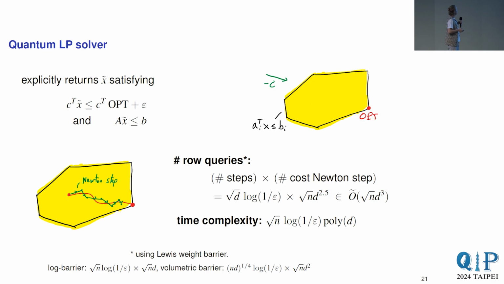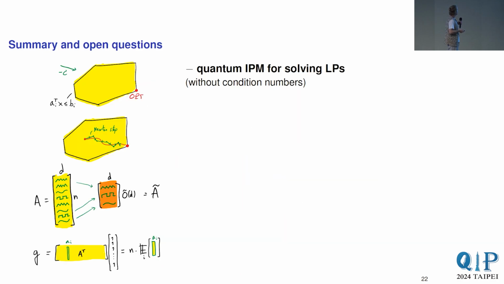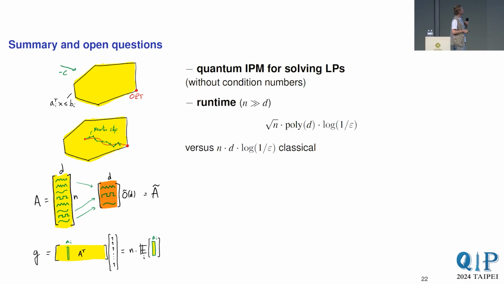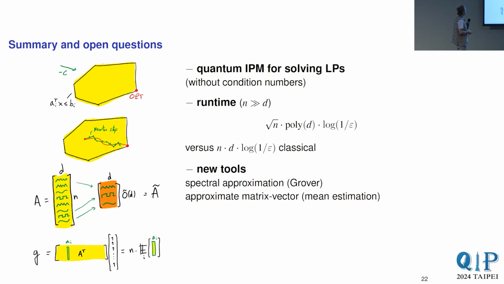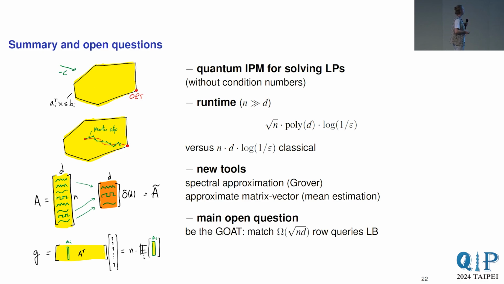Okay, so then I'll wrap up. I presented a quantum interior point method for solving LPs without condition numbers. The runtime for n much larger than d scales as square root n poly d log 1 over epsilon, versus n times d times log 1 over epsilon classically. We introduced new tools. We use Grover search to construct these spectral approximations, and we use quantum mean estimation to approximate a preconditioned gradient. Finally, the main open question is, can we bring this d dependency down to match the lower bound, which we believe is tight?